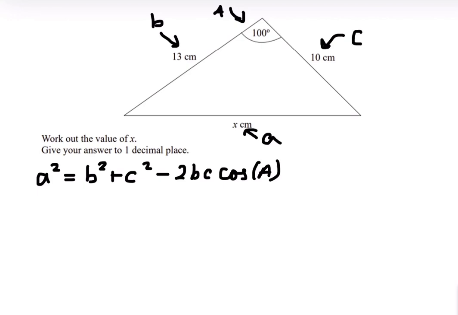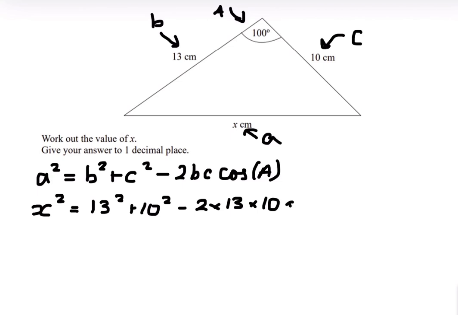Substituting the values we know, we get x squared is equal to 13 squared plus 10 squared minus 2 lots of 13 times 10 times cosine of 100. Plugging this into a calculator gives us that x squared is equal to 314.14. And to get x on its own, we can take the square root of both sides.